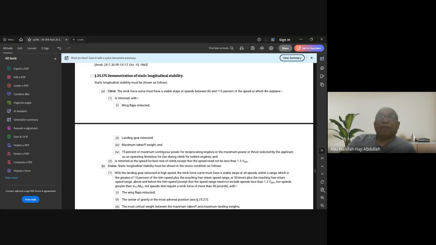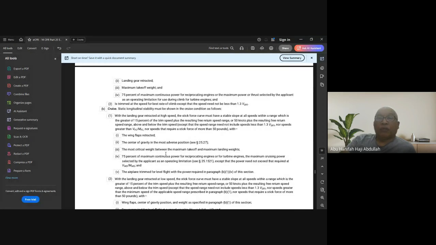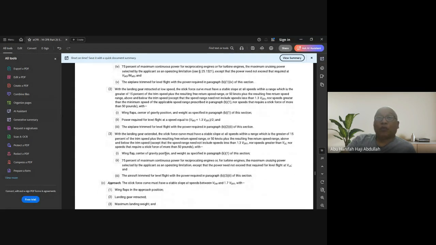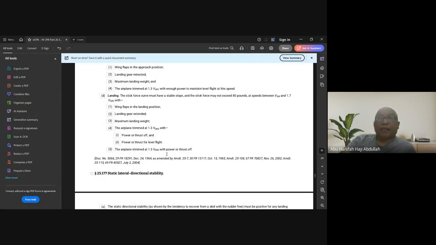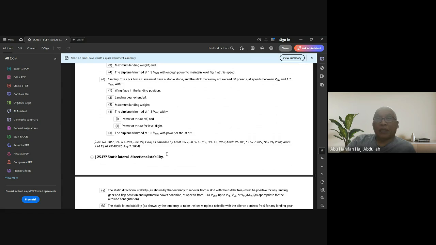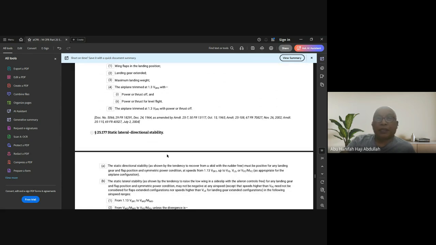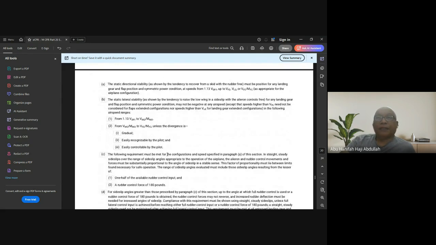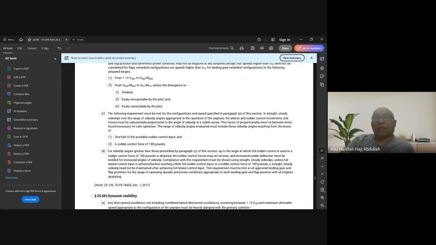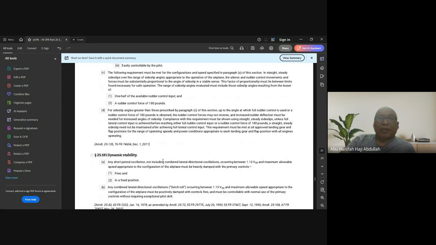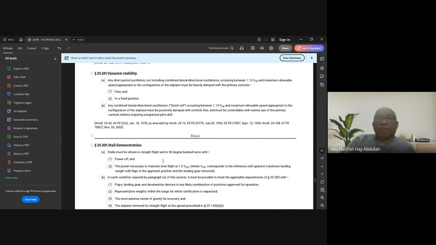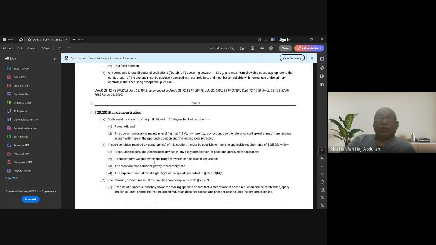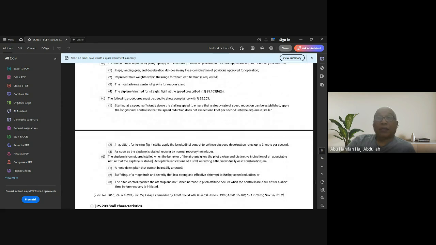Climb, cruise, we need to show that climb, cruise, approach, landing, and then static lateral and longitudinal stability, the directional stability. Also, you need to test for the side slip angle, dynamic stability, stall demonstration, power off, power on. This is all the characteristics.